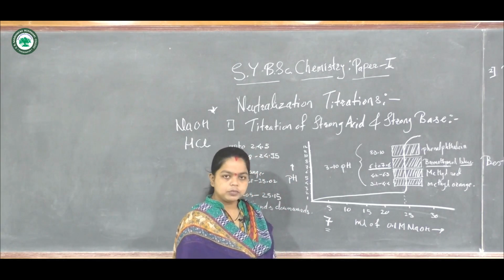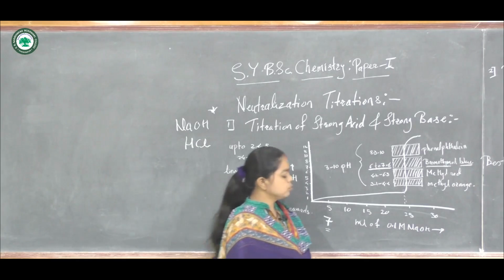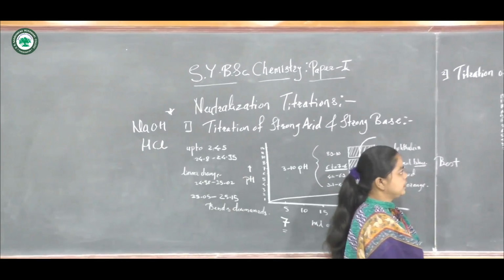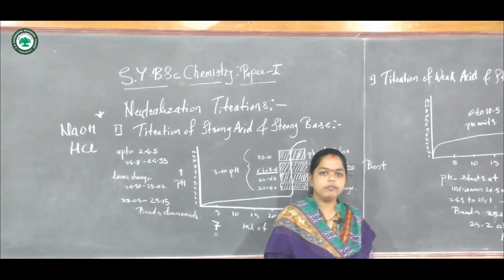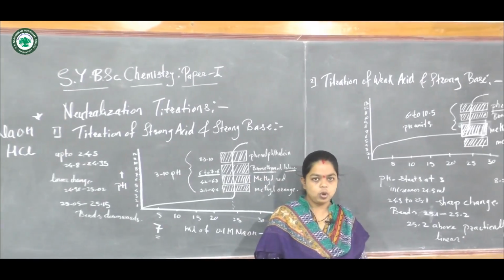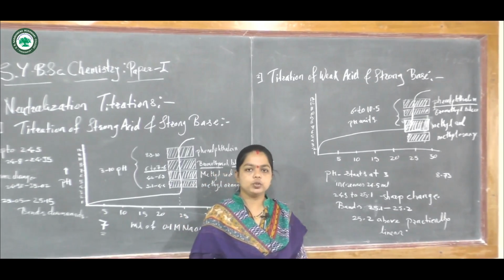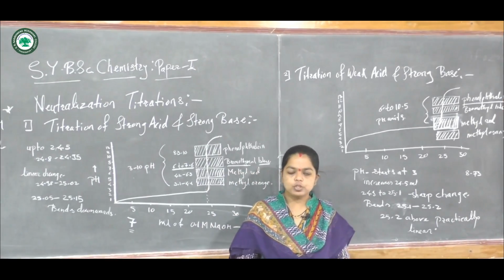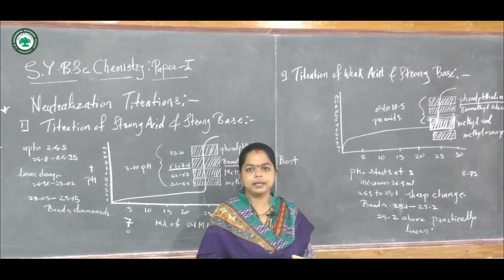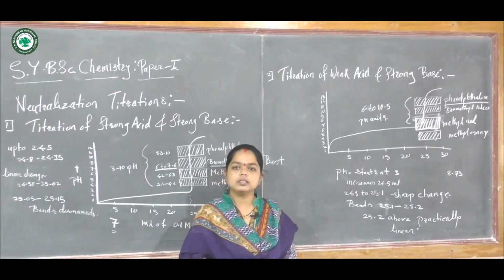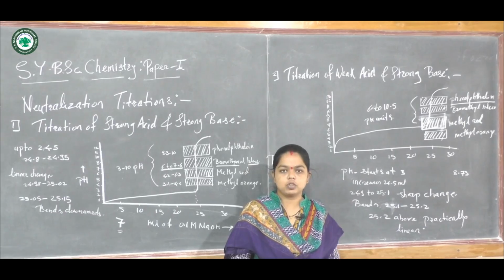Now the next type of neutralization titration we are going to study is the titration of a weak acid with a strong base. We know that NaOH, KOH, calcium hydroxide and barium hydroxide are all examples of strong bases.